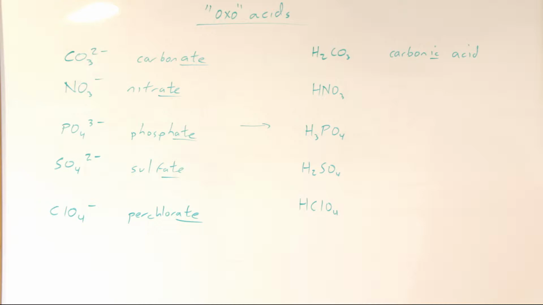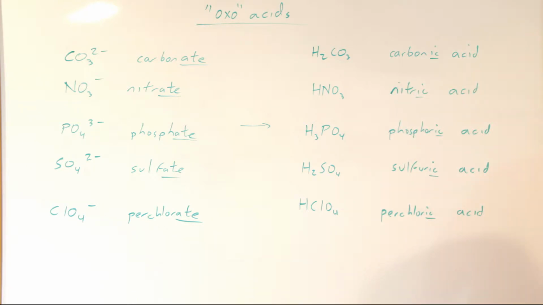So here's how the naming setup goes. We go from a suffix of -ate to a suffix of -ic, acid. So the carbonate ion, if we replace all the charges, that's how we make an oxoacid, is to replace all of its anionic charges with hydrogens, or balance them out with H pluses, that is. So for every negative charge in the polyatomic ion, there's one H in the acid. So carbonate becomes carbonic acid.